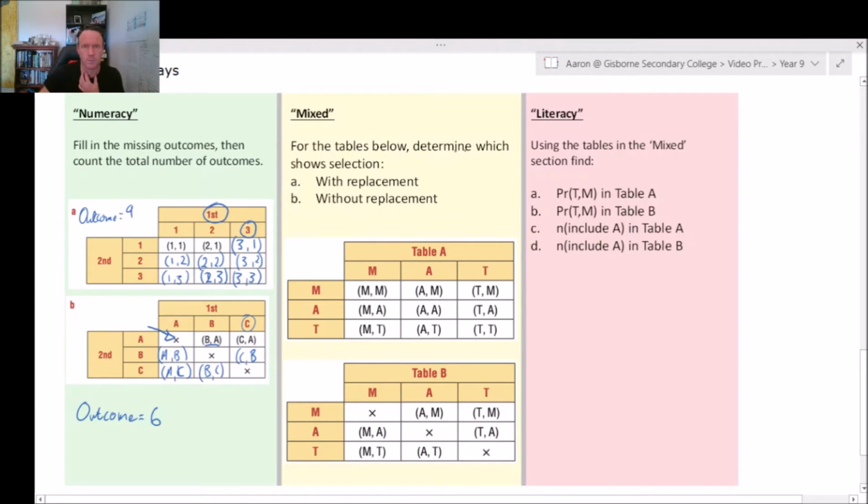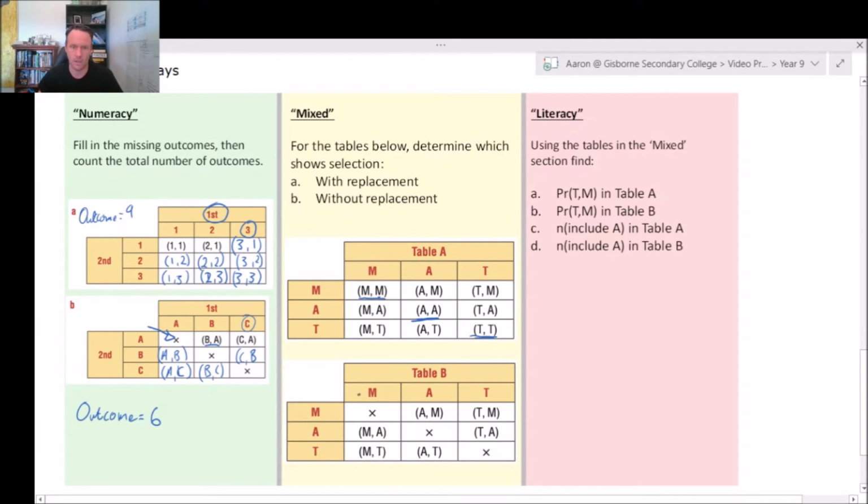Okay, next, for the tables below, determine which shows selection with and without replacement. So I've just gone through this basically. In this one, we've got the letters for MAT, or TAM if you spell it backwards, or AMT, or ATM. Let's keep it simple. We've got the letters for MAT, and once we draw M out, this one is showing us that it's going to be placed back in the bag, and we can draw M out again. Similar for A and T.